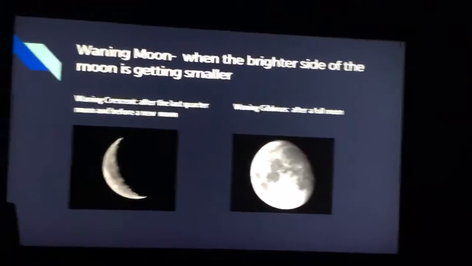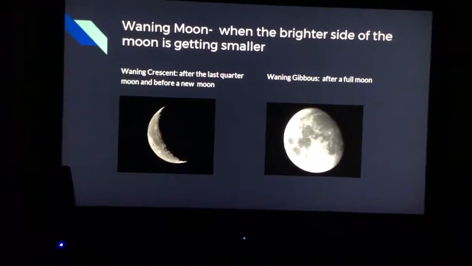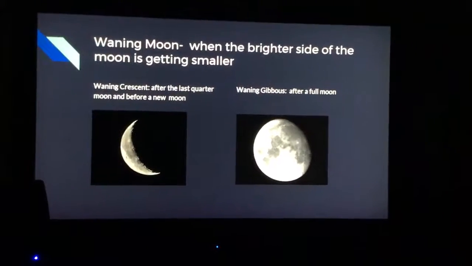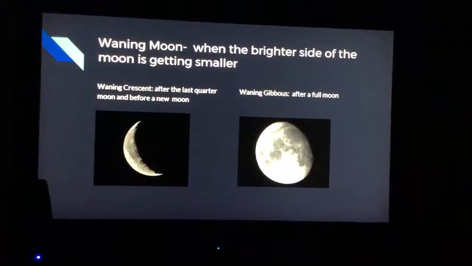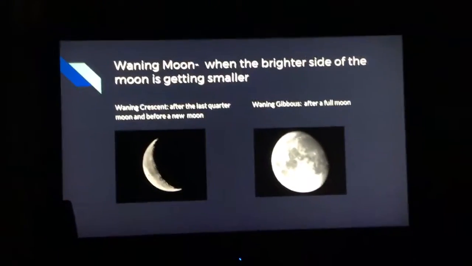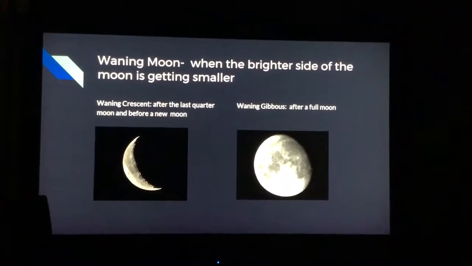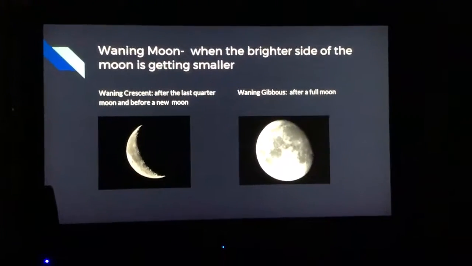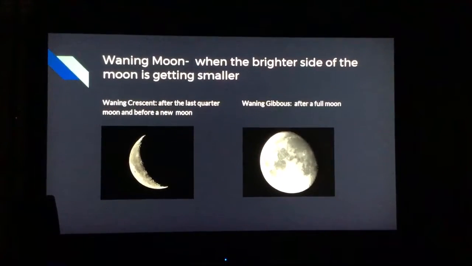So, waning moons. It means that the bright side is slowly getting smaller, so it's going to become dull. This is a crescent. Remember I said it's like the perfect little moon, and then this is the brighter side of the moon that's getting ready to be covered. So I like to think of this as right before a new moon, which is when it's like a big old dark circle.